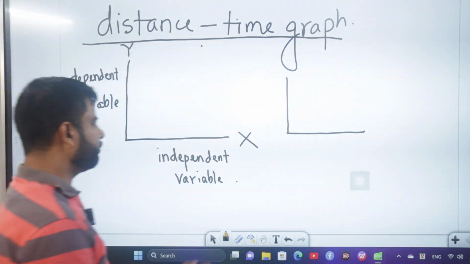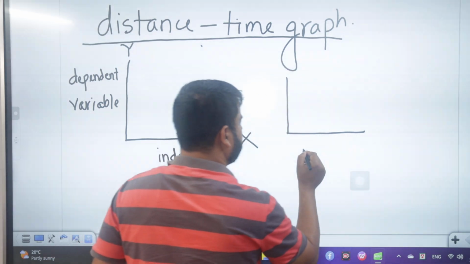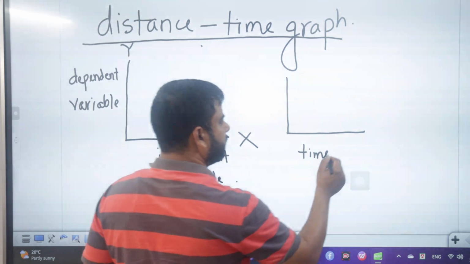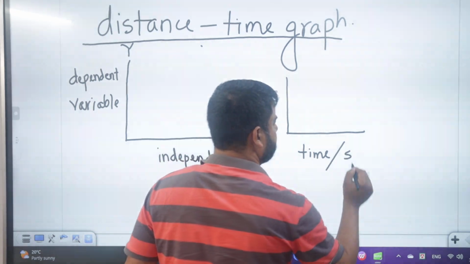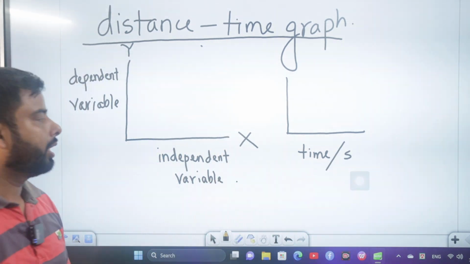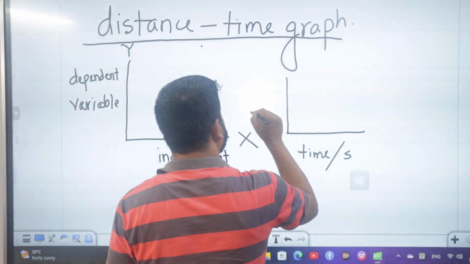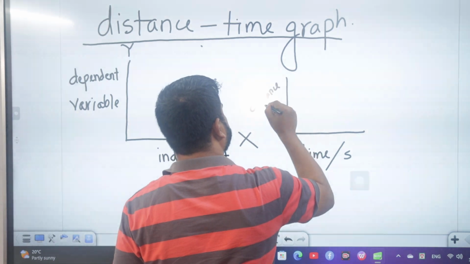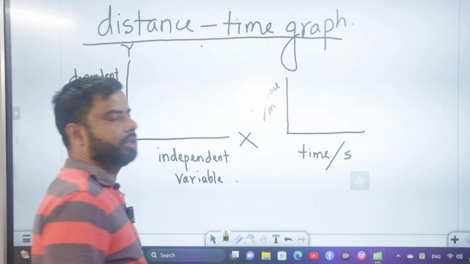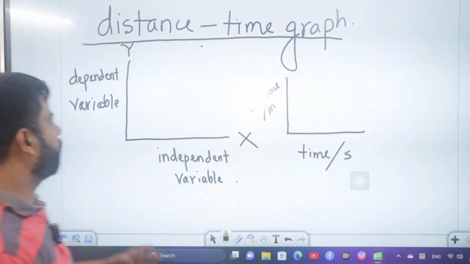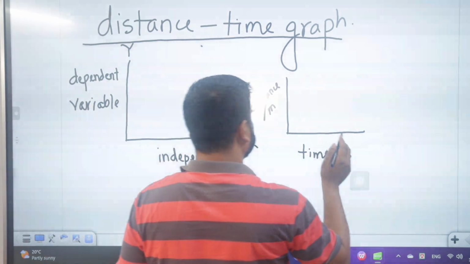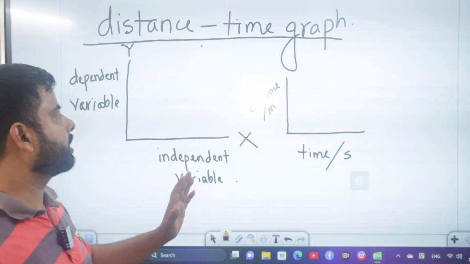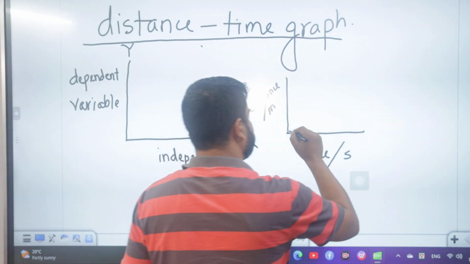So remember, when we plot a distance time graph, time is in x-axis, unit second, and in vertical axis it is distance, unit is meter. So for distance time graph, time in x-axis or horizontal axis and distance in y-axis, vertical axis.